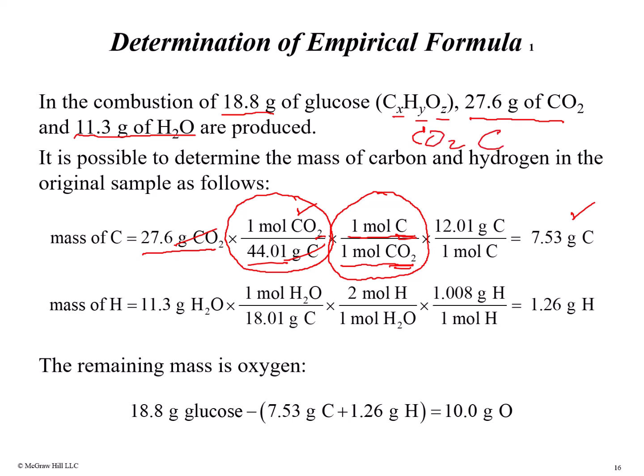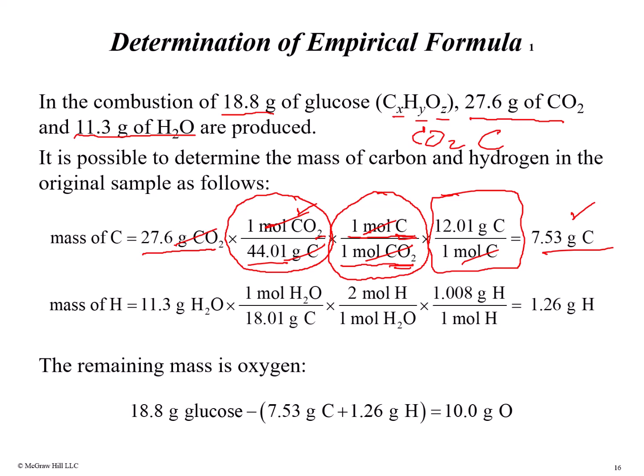The moles of carbon dioxide cancel out. The moles of carbon, we can get that into grams by using the molar mass of the carbon, which we get from the periodic table. And so the moles of carbon cancel out, and you're left with grams of carbon. So now I know in my sample that I burned that there were 7.53 grams of carbon.